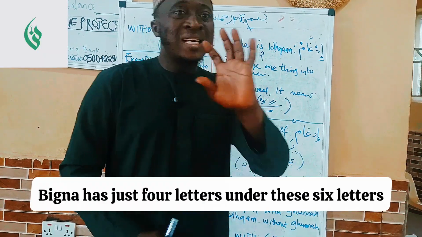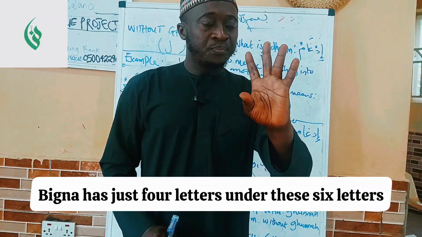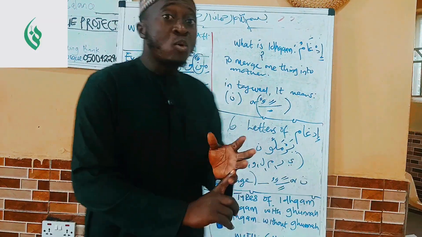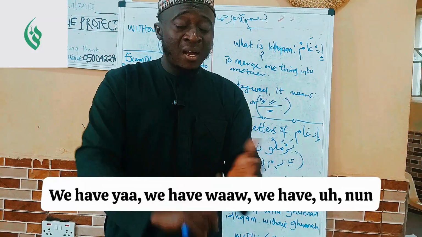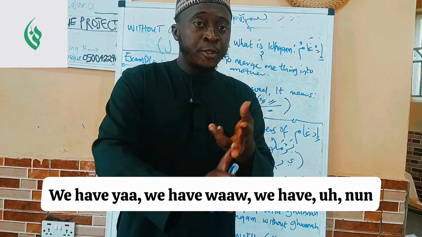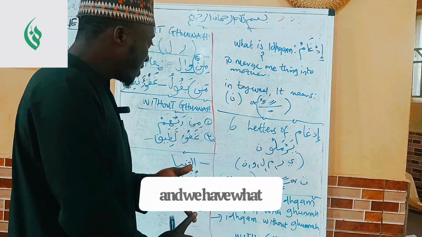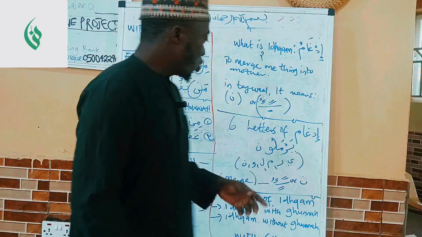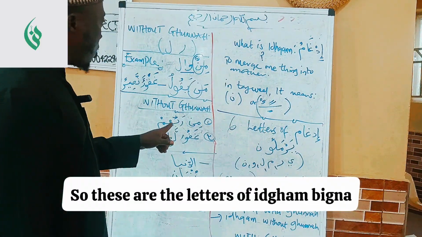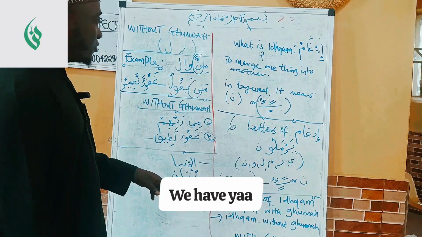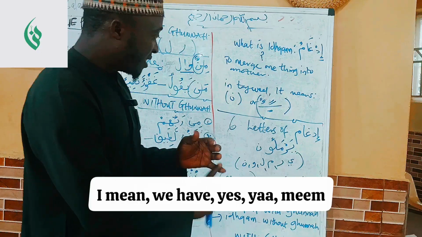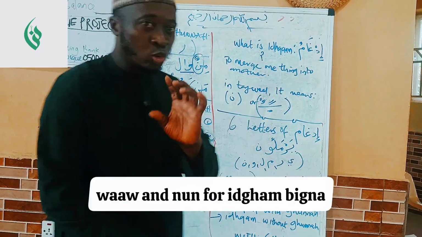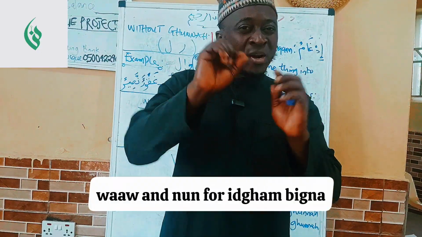Bi Ghunnah has just 4 letters under these 6 letters. We have ya, we have wa, we have nun, and we have what? We have mem. So these are the letters of idgham bi Ghunnah: ya, mem, wa, and nun.